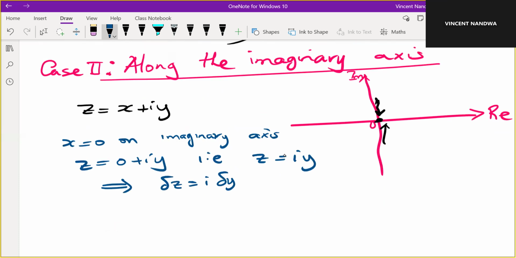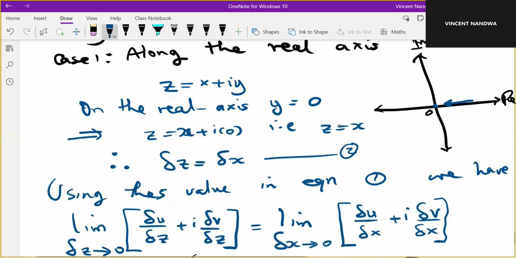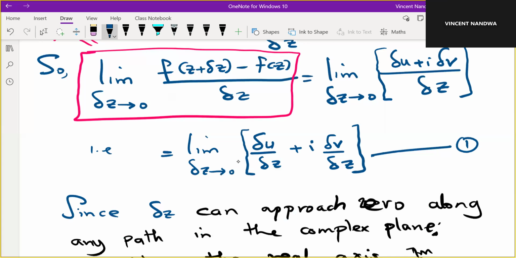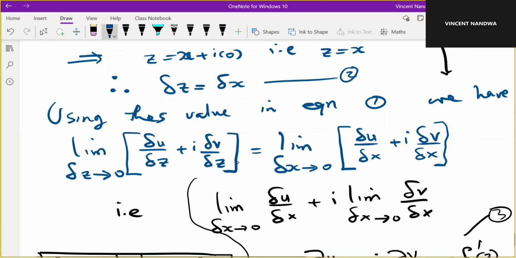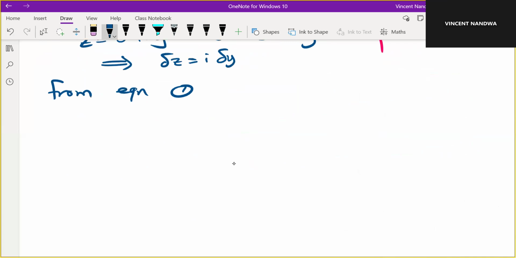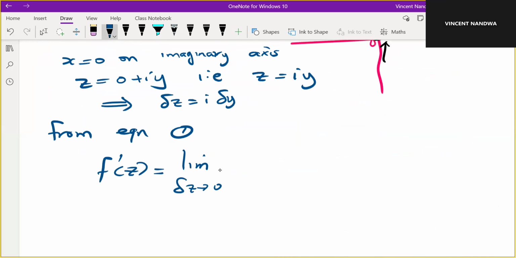So now, from equation 1, I remember that this is the definition of f prime of z. So f prime of z will be equal to the limit as delta z approaches 0 of delta u over delta z plus i delta v over delta z.